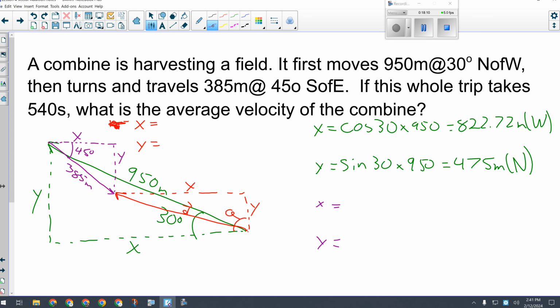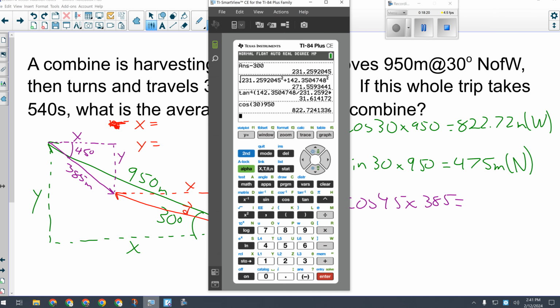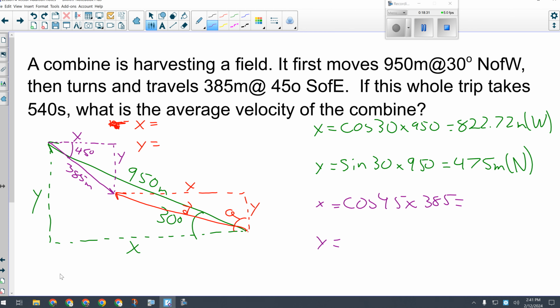All right, so x is the cos of 45 times 385. On this side, we do actually have to punch in what the cos of 45 is. We just don't have to punch in what the sine of 45 is. So cos of 45 times 385 is 272.24. And that's meters, and it is east.